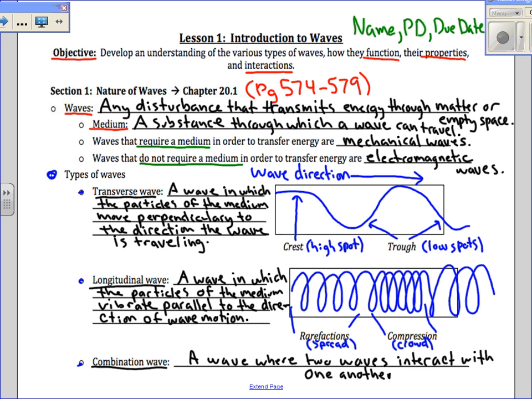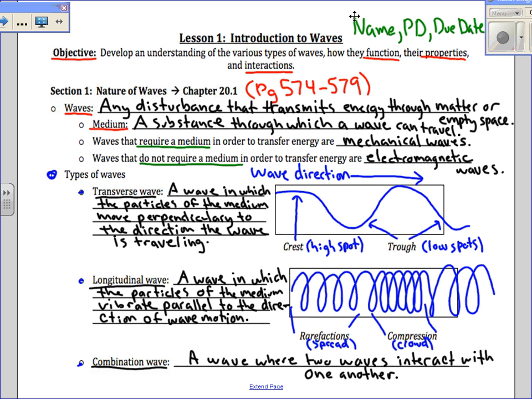Now, ocean waves, for example, have properties of both transverse and longitudinal waves. Also, electromagnetic waves are basically two transverse waves, one moving horizontal to the direction of the wave and one vertical to the direction of the wave. So there are two transverse waves, and these are combination waves.